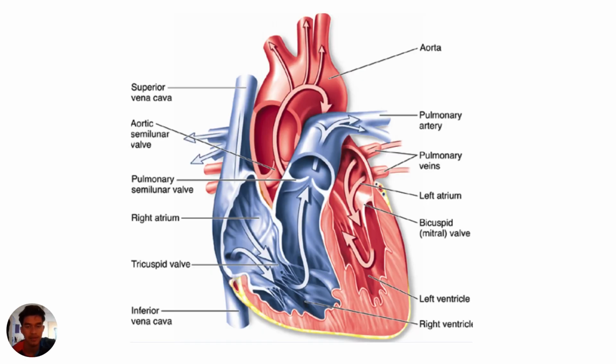For this slide, we have the cardiovascular picture. For the right side, we have a superior vena cava, aortic semilunar valve, pulmonary semilunar valve, right atrium, tricuspid valve, inferior vena cava. And at the left side, we have aorta, pulmonary artery, pulmonary veins, left atrium, bicuspid mitral valve, left ventricle, and right ventricle.